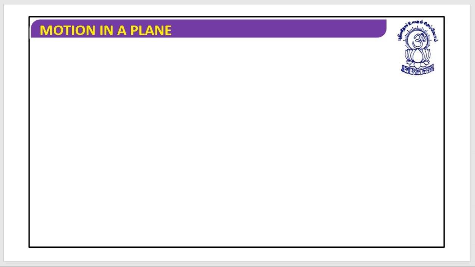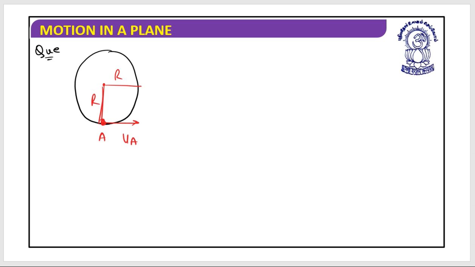The question is that one of the circles is there, and here particle A is there. It is the center of the circle. This is the radius R. A particle A is moving in this direction with velocity VA at a speed of 10 meters per second.